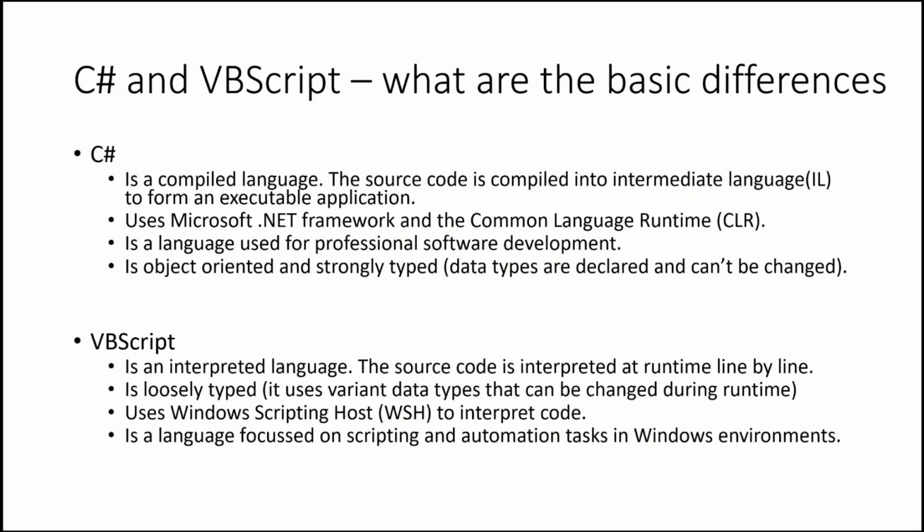For VBScript, however, and those of you who've used it, it is an interpreted language. The source code is interpreted at runtime, run line by line, by what we call the Windows Scripting Host. It is what we call loosely typed. So you don't have to define what type of a variable. You just simply say, I want a variable called Andy or str. And VBScript will interpret what it's going to be. And you can change it in its lifetime, which you can't do in C#.